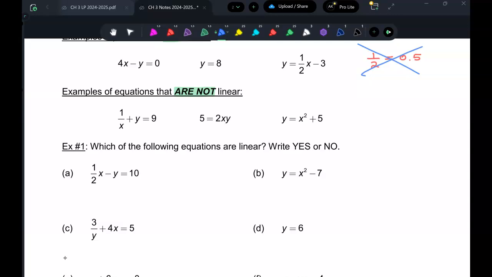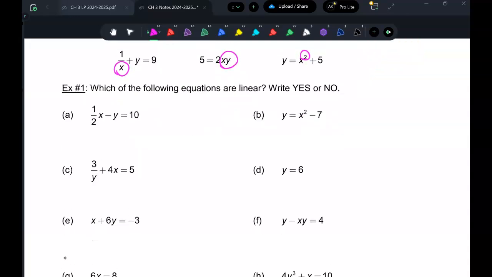So what's the problem? Why is this first one not linear? Because the x is on the bottom. Yes, we have an x in the denominator. That's the problem there. X and y being multiplied together, that's the problem here. And then what's the problem here? X squared. It's got a square.